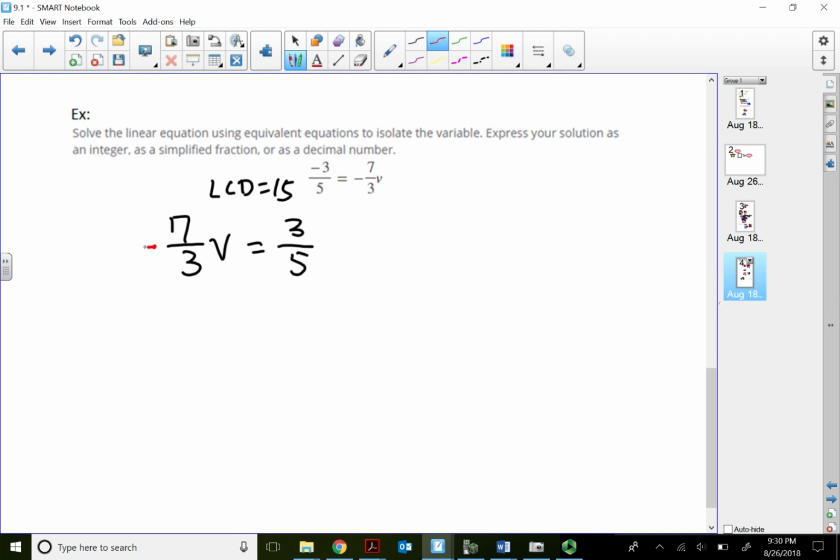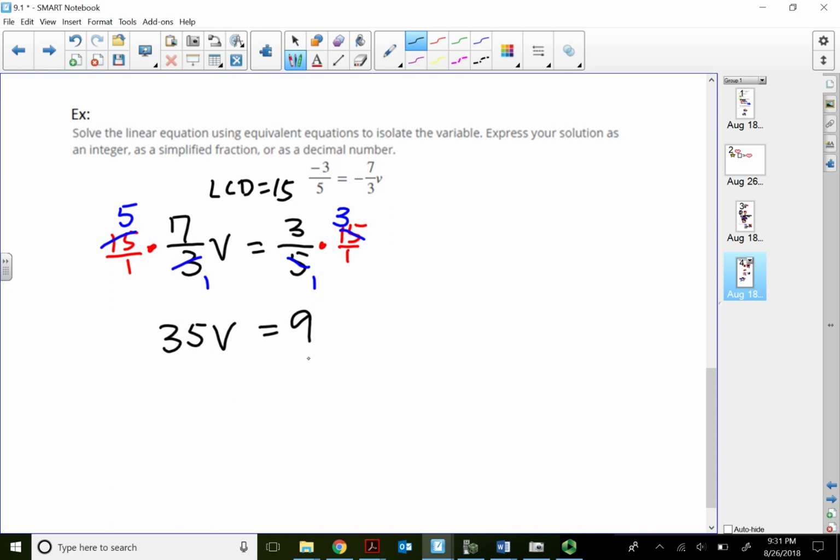So if I times the first term by 15, second term times by 15, 15 means 15 over 1. So I can see the top 15, bottom 3 cancels out into 1 and 5. And so now 5 times 7v will give me 35v. Set it equal to, alright, top 5, bottom 15 cancels out. That will give me 1 and 3. And so the 3 times 3 on top is 9.